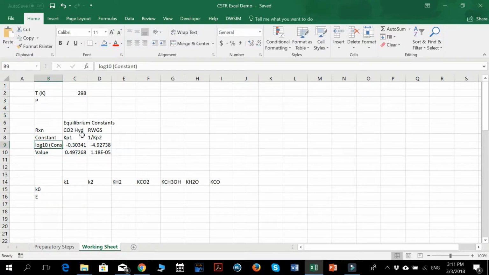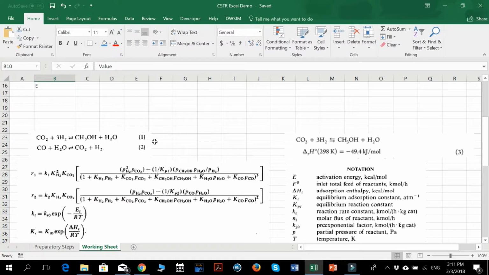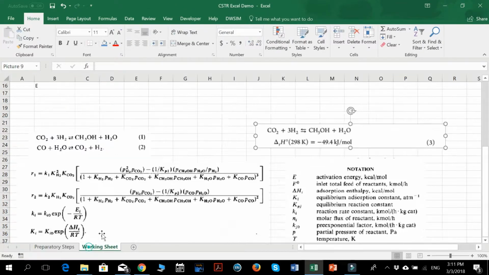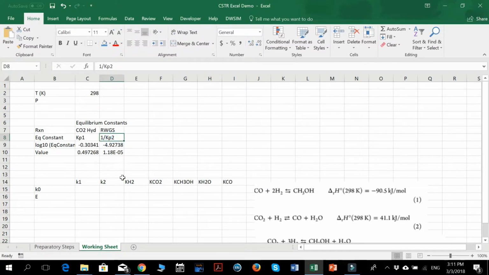So this is Kp1, this is log 10 of Kp1, this is Kp2, this is log 10 of Kp2. I'll just name this as the constant, and this is log 10 of the constant, just for clarity. If you're not clear what I've done, basically I've noticed a small discrepancy between the water gas shift reactions. One is exactly the opposite of the other, and that means the equilibrium is opposite too.